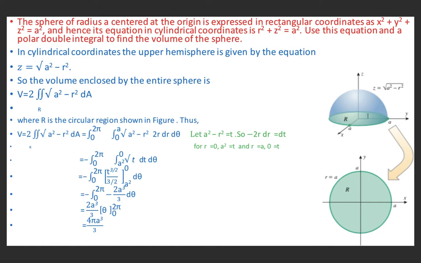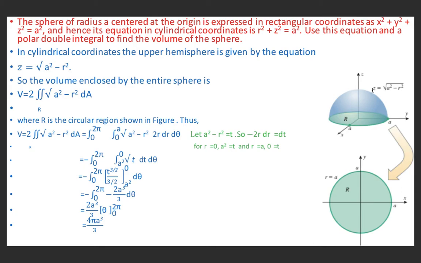It is shown greenish in color, and if you draw it separately, this is the shape of a circle with radius a. If you rotate about the radial line, sweeping out the region R, then theta varies from 0 to 2 pi, and r varies from 0 to a. So the cylindrical coordinate of the upper sphere is z equal to under root a square minus r square.